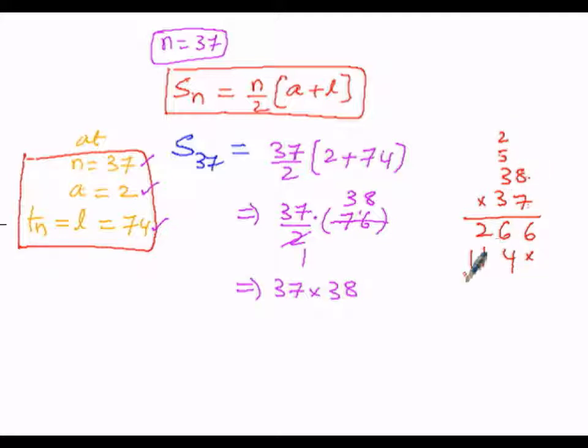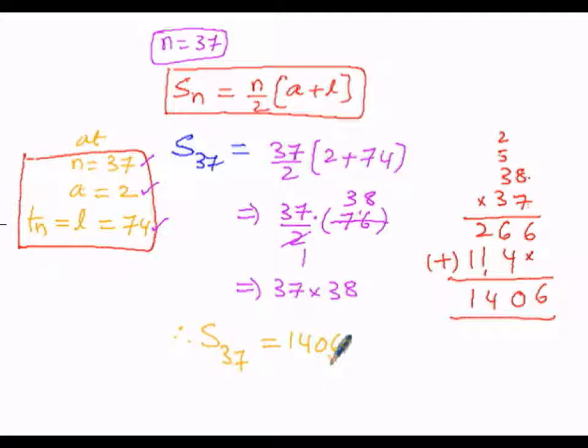So let us add up. By adding these two, we get 6, 6 plus 4 is 10, carry 1. 2 plus 1 is 3, plus 1 is 4. So here it is 1. 1406 is the sum of 37 even natural numbers. In this manner, the sum of 37 even natural numbers between 1 and 75 is 1406. Hence the sum of the 37 even natural numbers between 1 and 75 equals 1406.